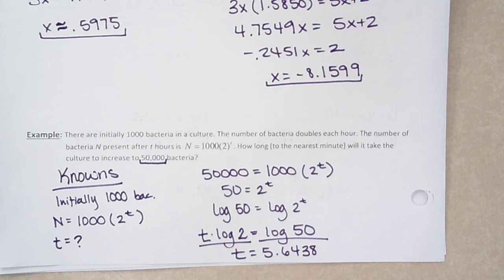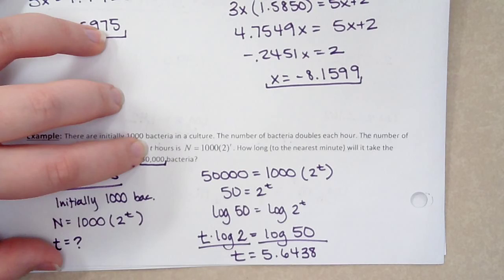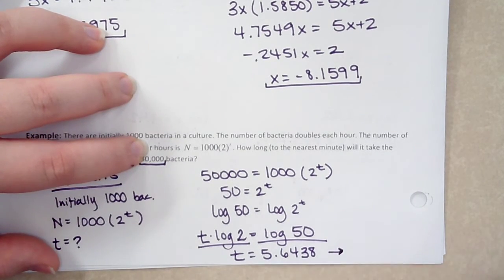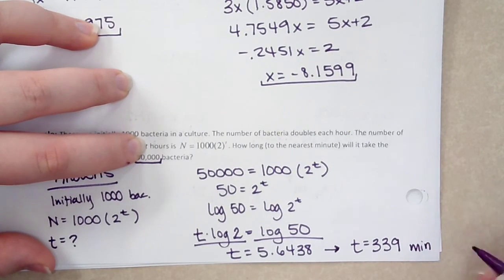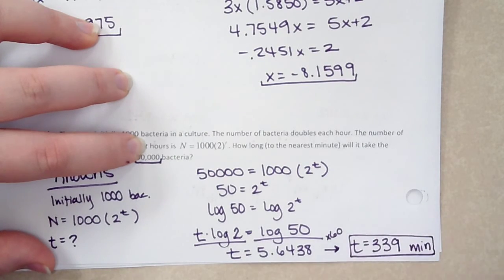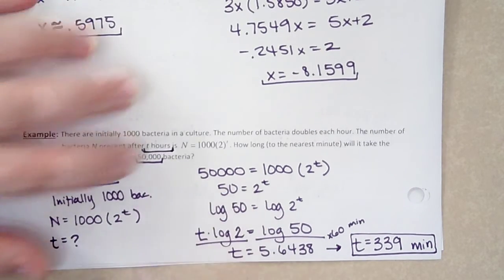But then I, of course, have to take that into consideration of it being minutes because t is currently in hours. So if I want to find out in minutes, I just have to multiply that by 60. So convert to minutes, I get that t is equal to 339 minutes. And I'll just write times 60 here because we had to go from minutes to hours and hours to minutes.